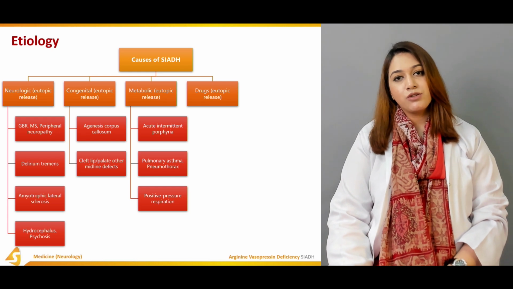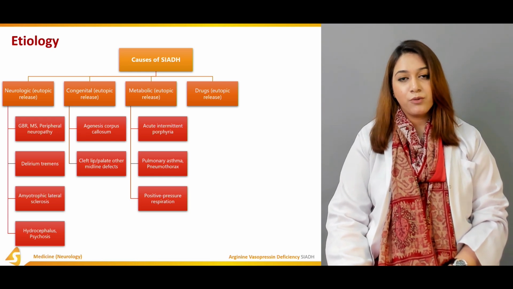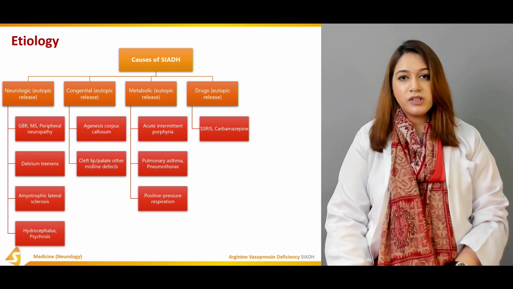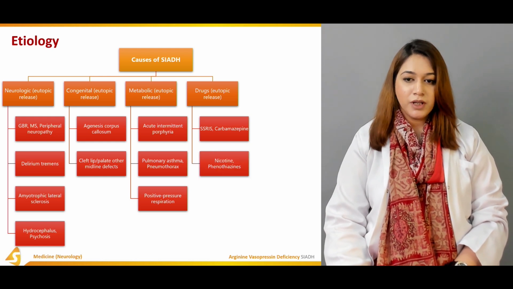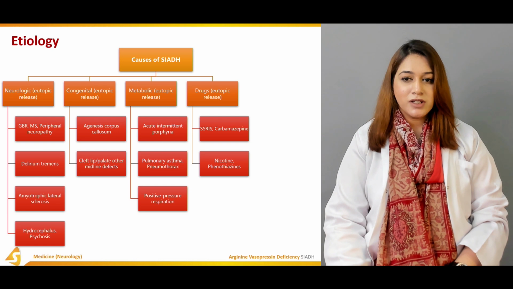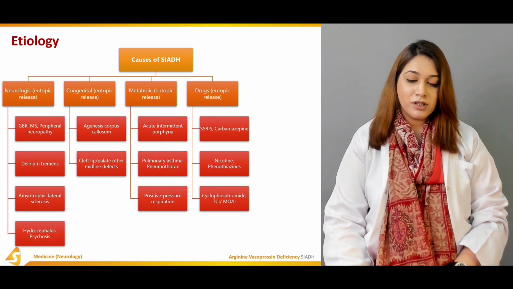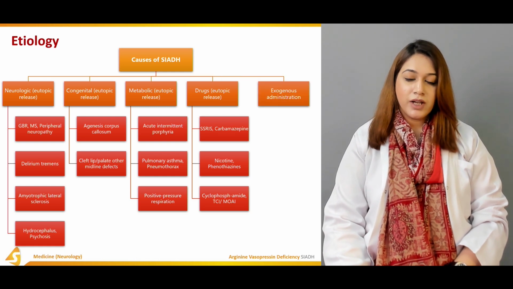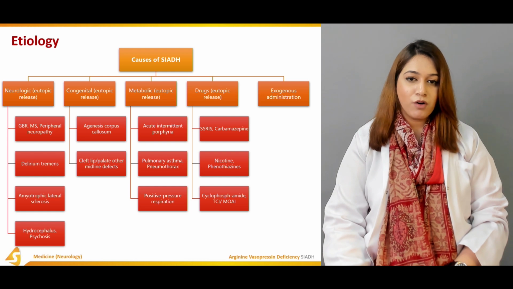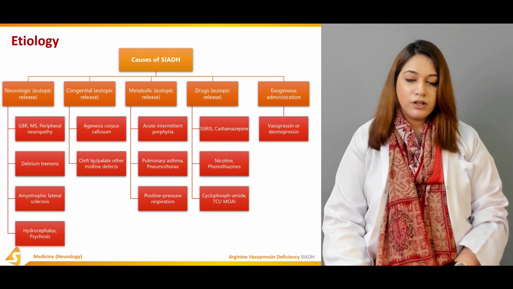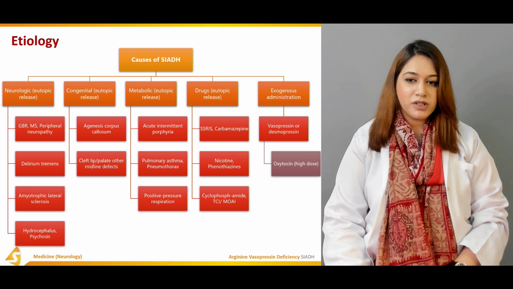There are certain drugs which can also cause syndrome of inappropriate antidiuretic hormone. These include SSRIs and carbamazepine. Nicotine and phenothiazines are also the culprits, and cyclophosphamide and TCAs, tricyclic antidepressants, can also cause SIADH. And it can also be caused by the exogenous administration of vasopressin or desmopressin or high dose oxytocin.